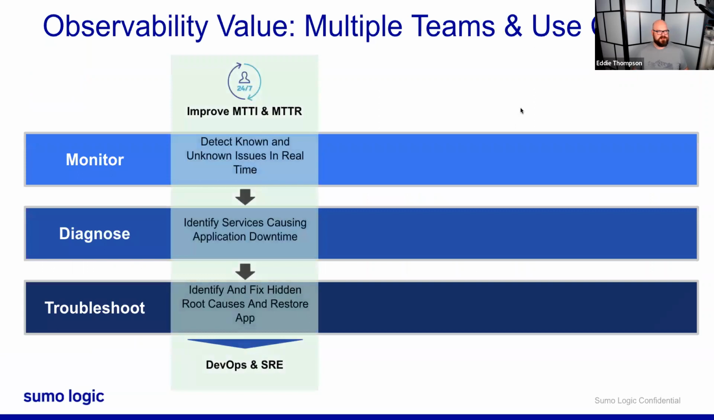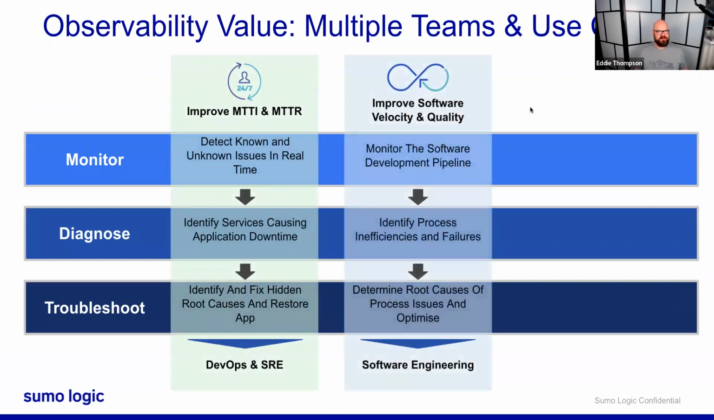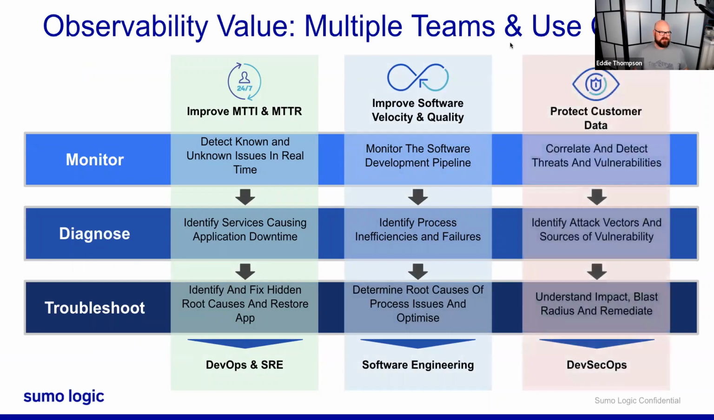So I'm going to talk a little bit here about observability value and where this fits in with our various use cases. At Sumo, we have some things which we're doing across DevOps, security, and what today I'm going to talk about specifically is this middle column here: improving software velocity and quality. So how can we actually provide observability to your development pipeline? Specifically, we're talking about how we can monitor the actual software pipeline, identify any process inefficiencies and failures, and also determine root causes of process issues and how we can optimize those.